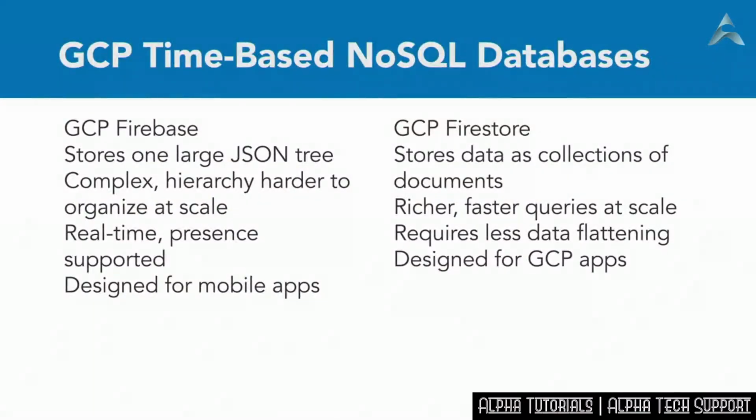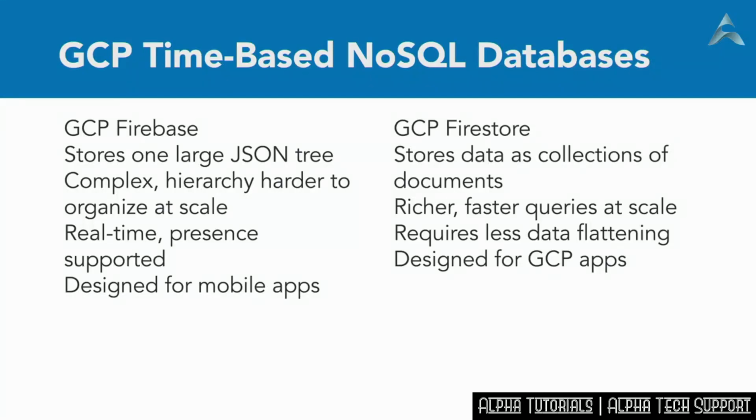Within the past 12 months of this recording, GCP has evolved Firebase, which is very popular, into another option, Firestore. We'll start by looking at these two. Firebase stores one large JSON tree. It is a complex hierarchical structure. It's harder to organize at scale because it's a single structure. But the important point is it's real time and presence is supported. It's designed to be used with mobile apps. This was actually an acquisition, and you can see this in the way that you work with it still today. Firebase is hosted separately from the GCP main console.